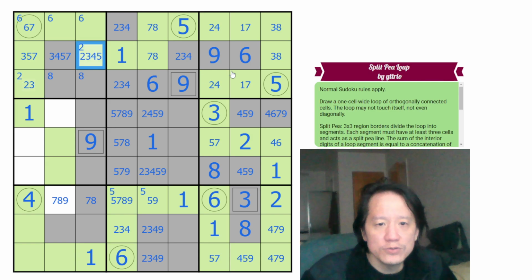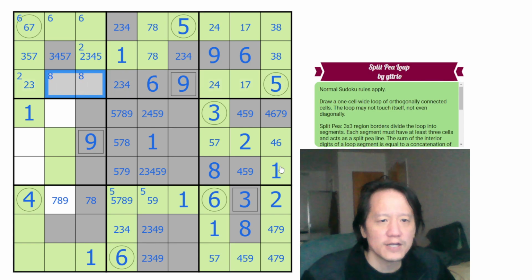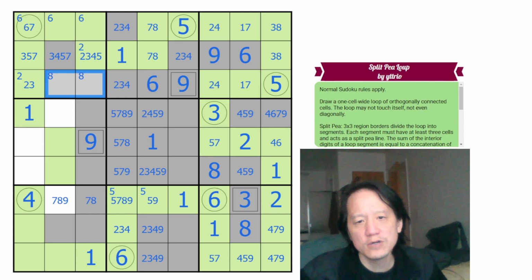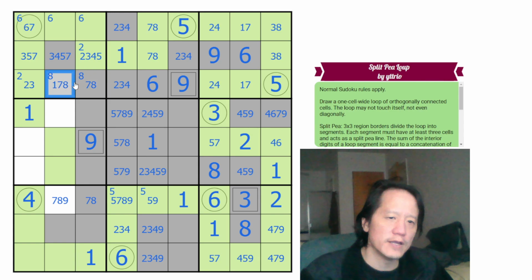So we have a 2, 3, 4 triplet in row 3. Therefore, the rest of the row, besides that triplet, cannot contain 2, 3, or 4. Can't be 5, 6, or 9. So this is 1, 7, and 8. This obviously can't be 1. So 8 is here. You could potentially have a 7 here. Interesting.